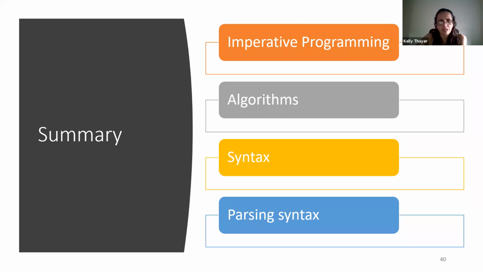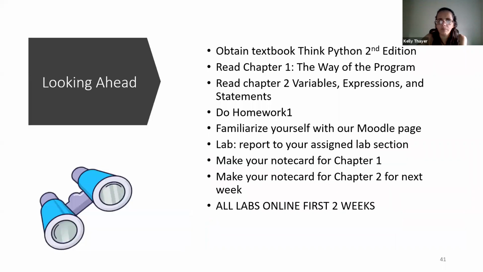So then that brings us to our summary. We've talked about imperative programming and what that is, and that it's not the only kind of programming. We've talked about algorithms, syntax, and then how to parse that syntax is our first look into the way of how programs work. So I hope you'll enjoy your Think Python readings to go along with this, and I hope this has been enlightening to you to get you started in thinking about programming.